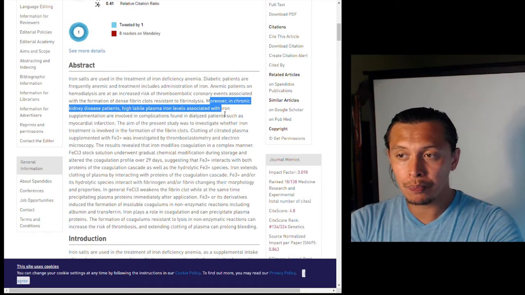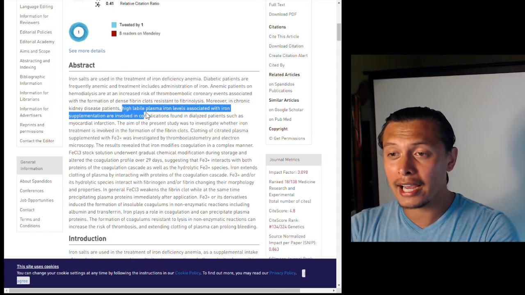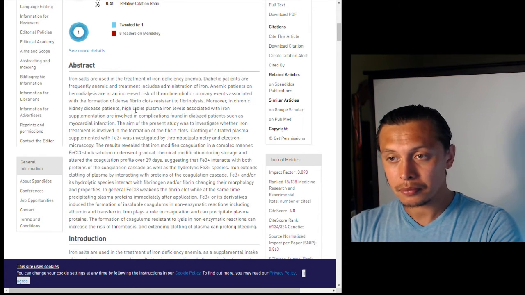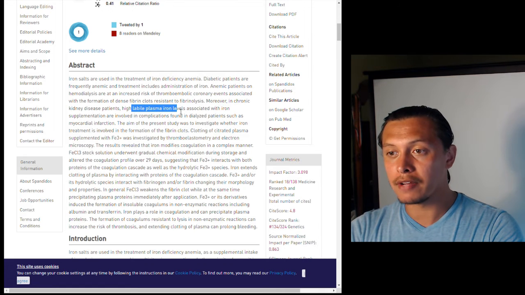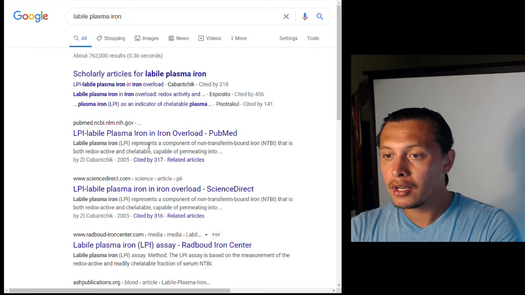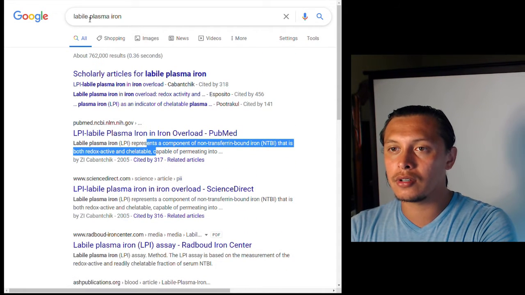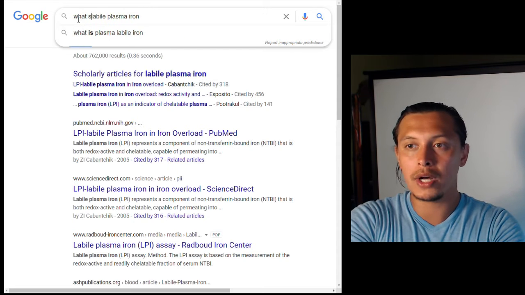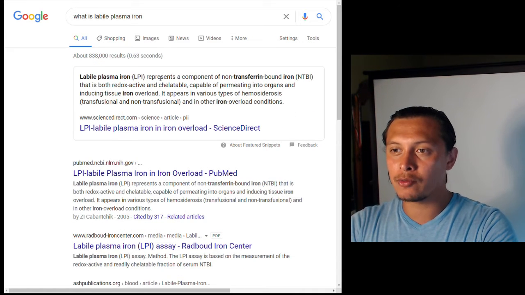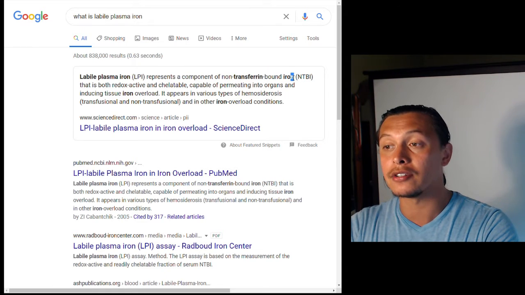So moreover, in chronic kidney disease patients, the high labile plasma iron, labile meaning that it's unbound, if I'm remembering correctly. Let's look this up. Labile plasma iron represents a component of non-transferrin bound iron. So yeah, I was right.